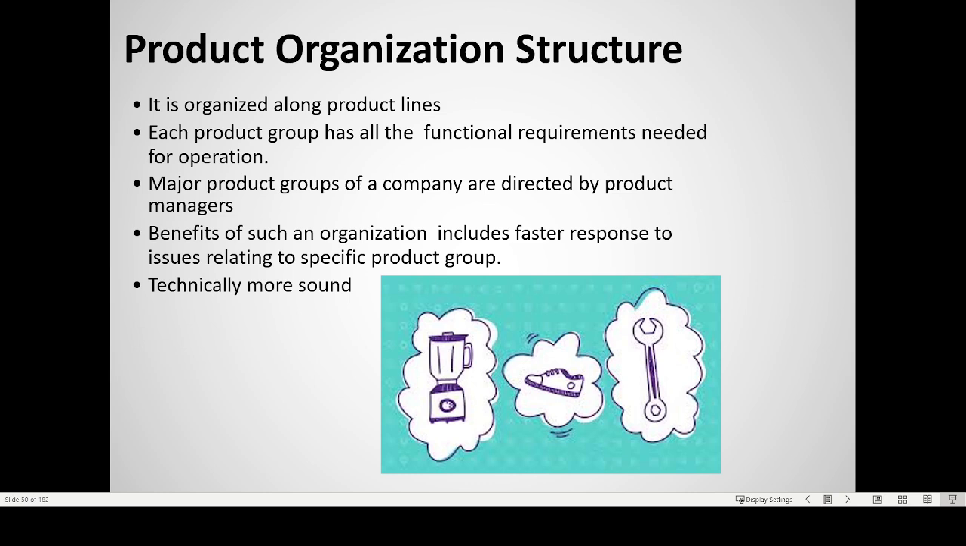Technically more sound. But where is it more sound? At organizations that have multiple or different products.